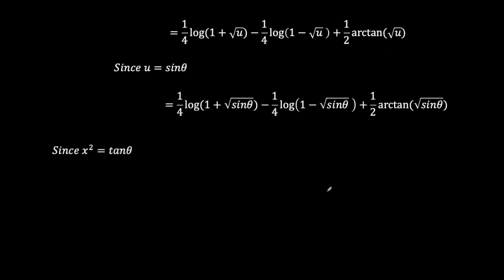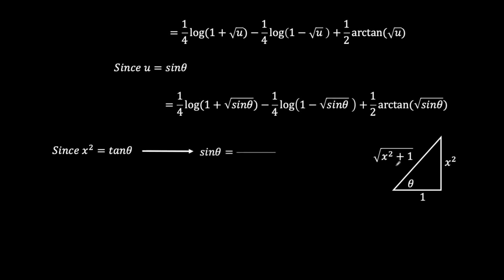But again, since x squared is equal to tangent of theta, that means that if we have a right angle triangle like that, and we have the base angle be theta, then tangent of that theta is the opposite over the adjacent, which is x squared over 1, with x squared being the opposite and the adjacent being 1, and the hypotenuse is the square root of x to the power 4 plus 1. Therefore, sine theta, being opposite over the hypotenuse, is x squared over the square root of x to the power 4 plus 1.